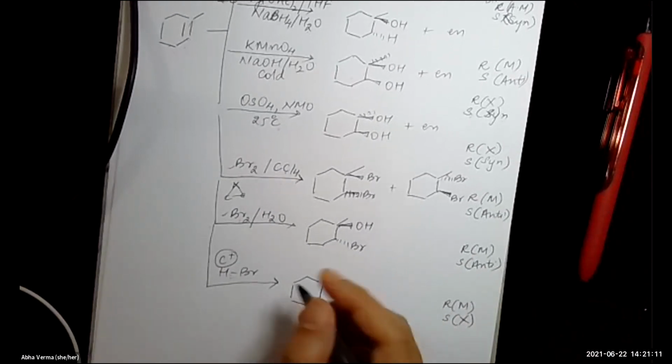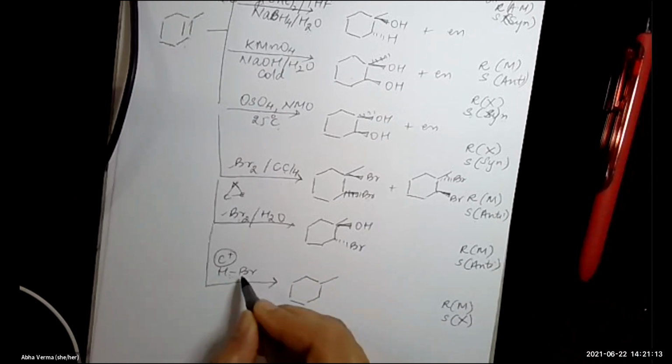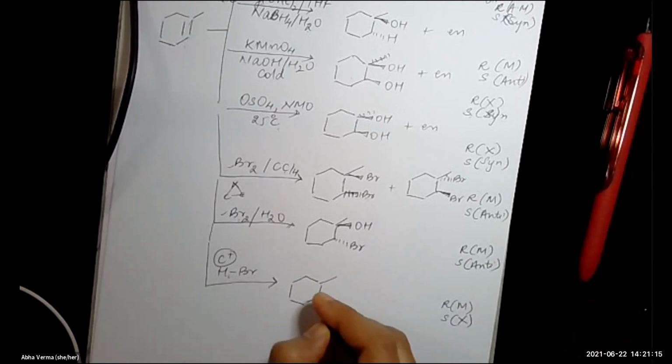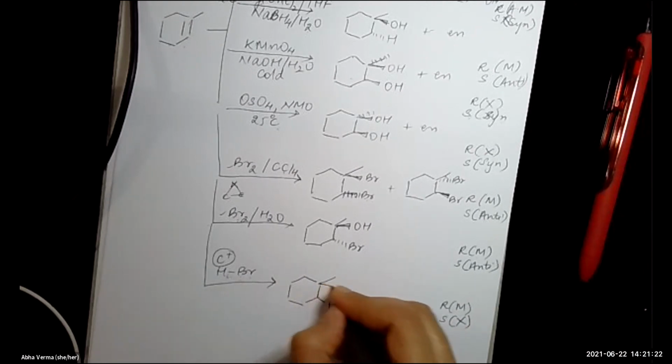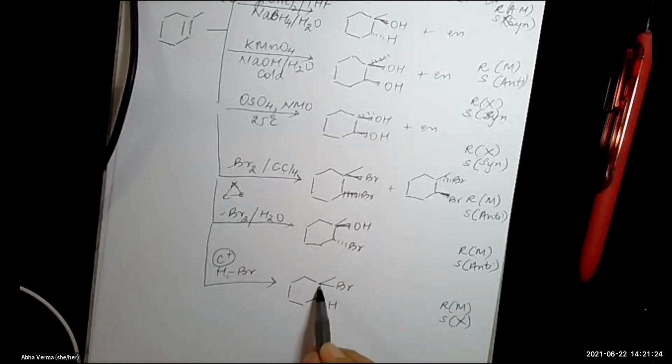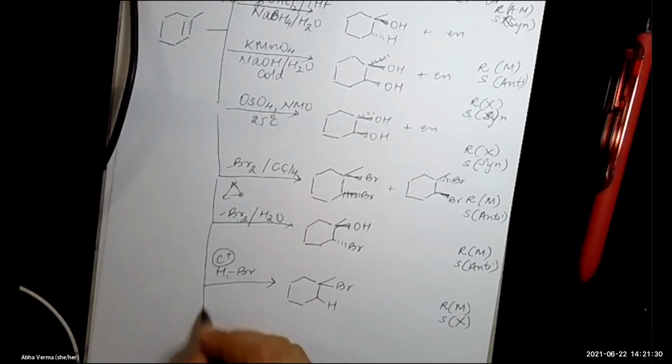What is the regiochemistry? Markovnikov. Because your carbocation forms, you cannot control the stereochemistry. Carbocation is a flat sp2 hybridized molecule. So your electrophilic part will go to the less substituted carbon. Your nucleophilic part will go to the more substituted carbon. That's your Markovnikov. We don't know anything about the stereochemistry.